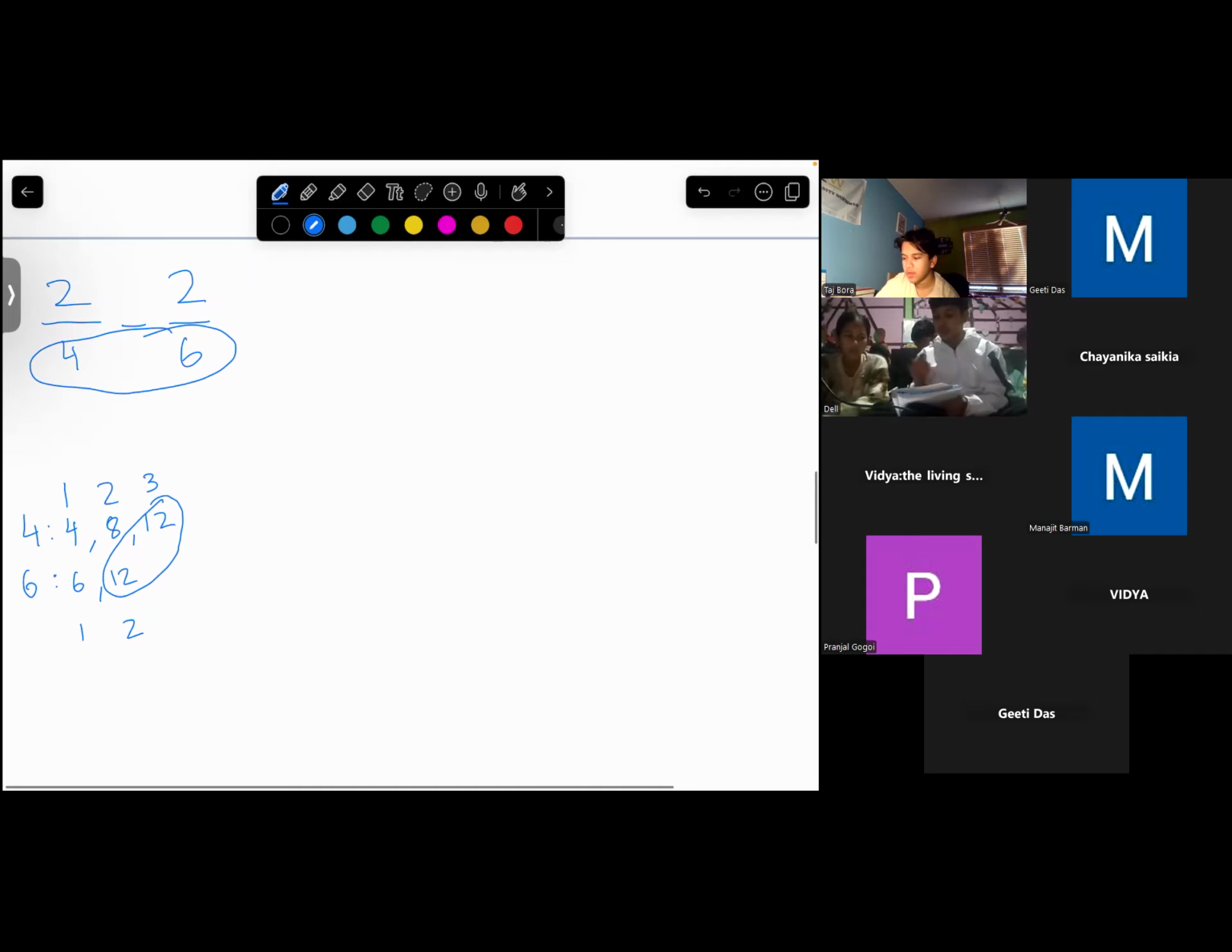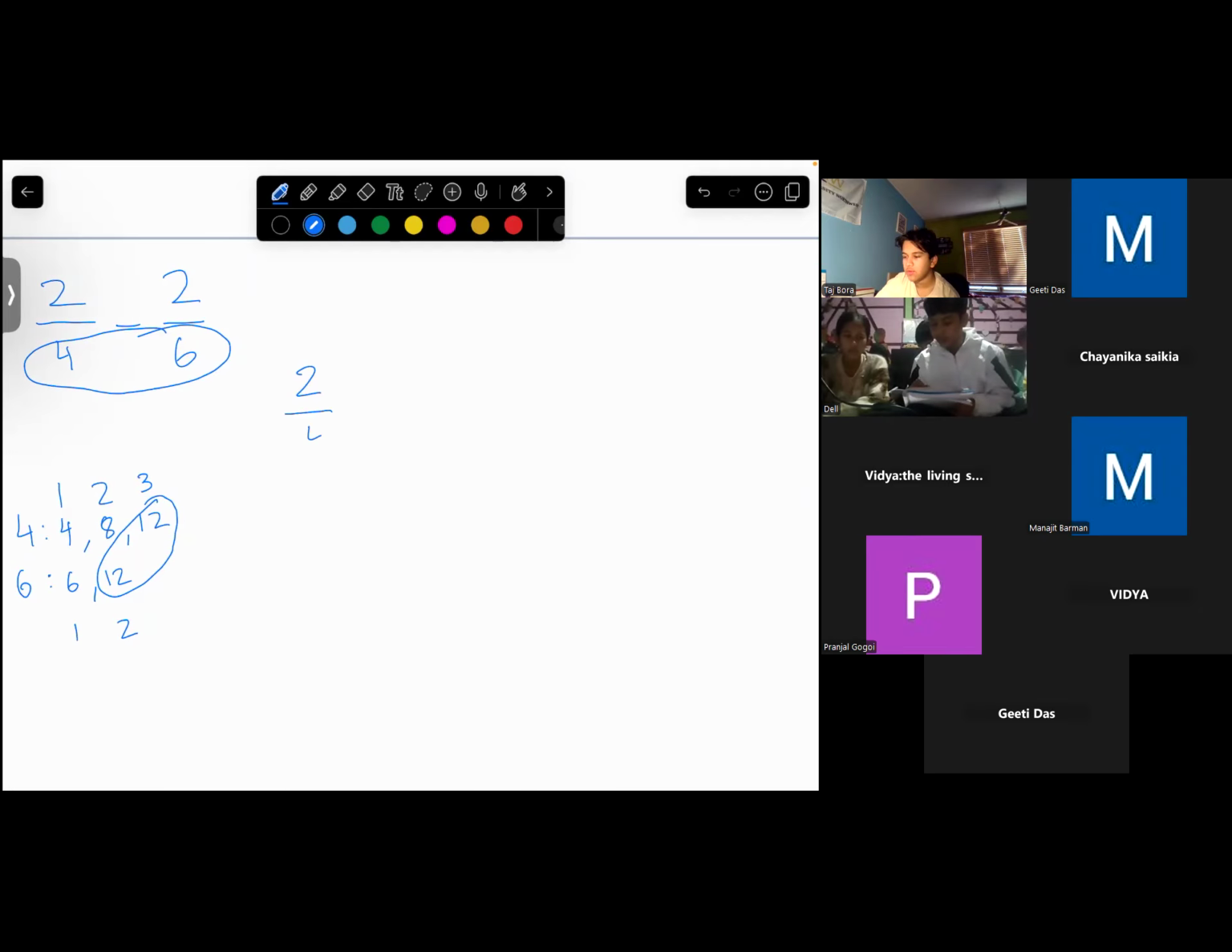So now we have 2 over 4 times 3 times 3. It's important to do it both on the top and the bottom. Minus, from the minus sign, 2 times 2 over 6 times 2.